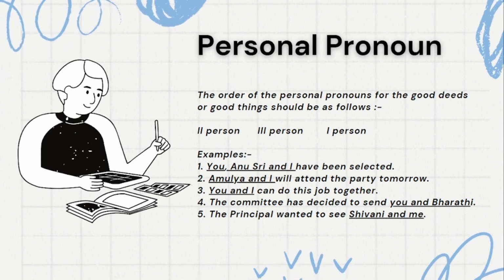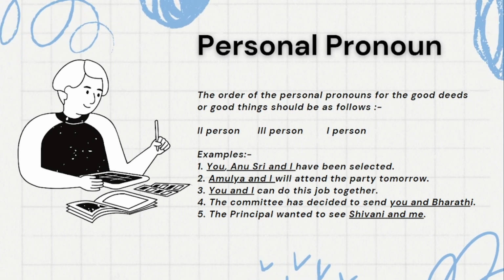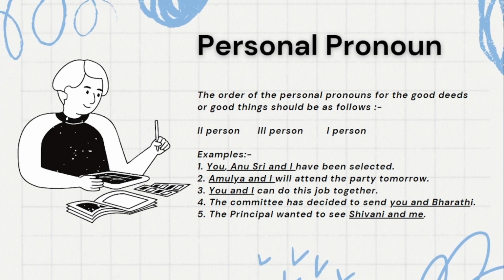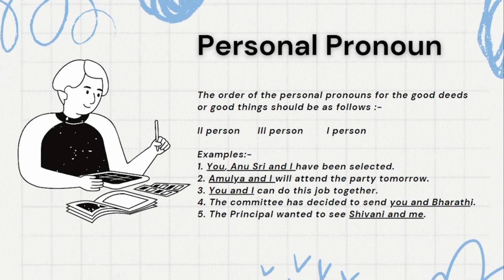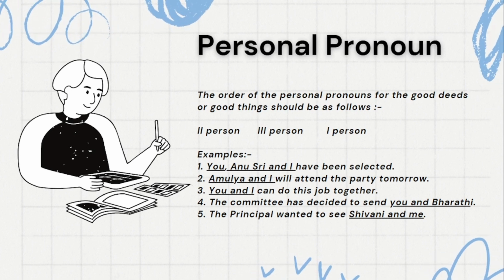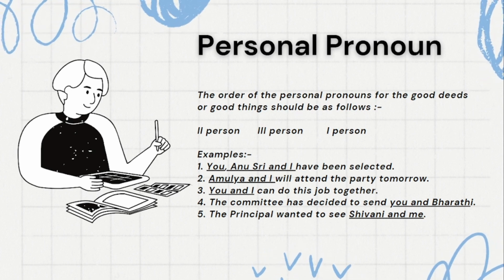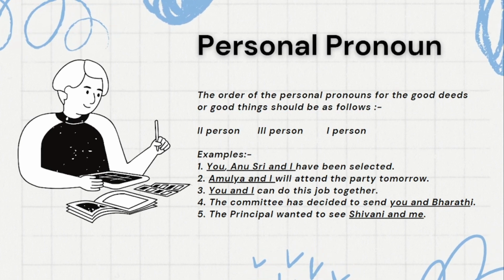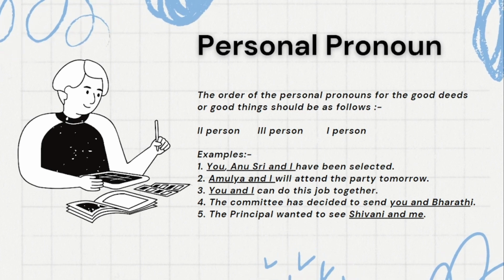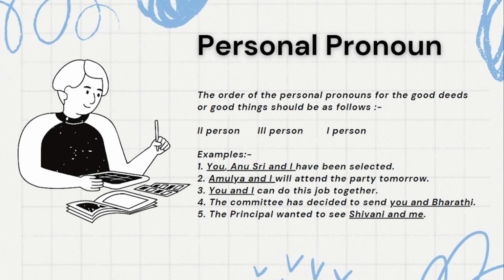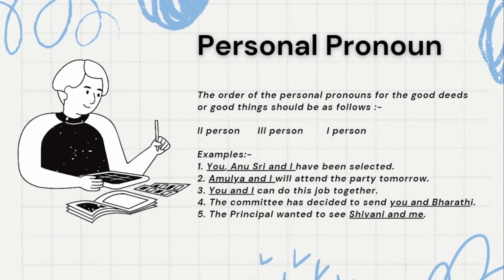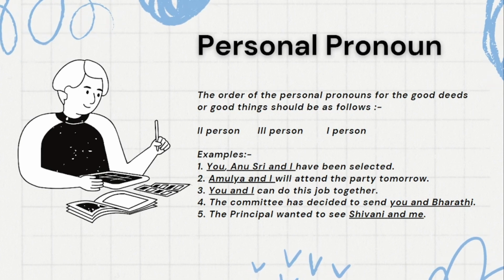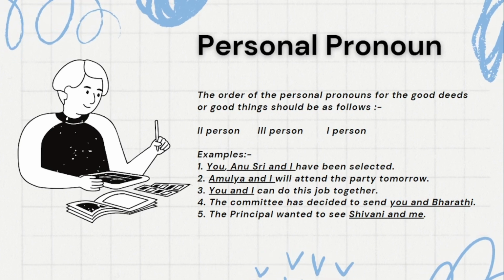Next, fourth one. The committee has decided to send you and Bharati. In this sentence, the committee is the subject, has is the helping verb, decided is the main verb, send is another verb. Then what is the object? You and Bharati. Does this sentence explain a good activity or not? Yes, definitely it is a good activity. Then what is the order of personal pronouns? Second person, third person, and first person.